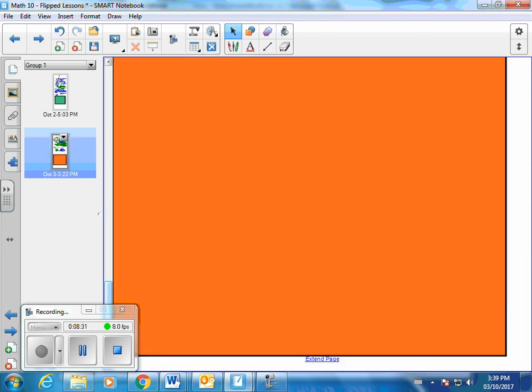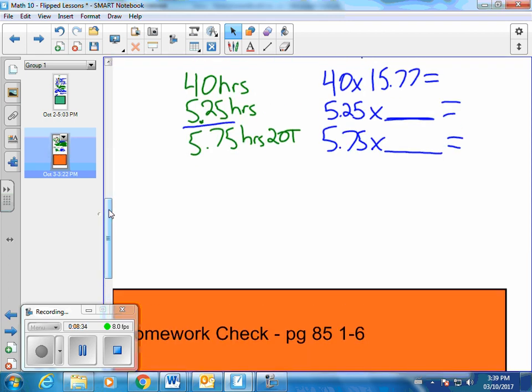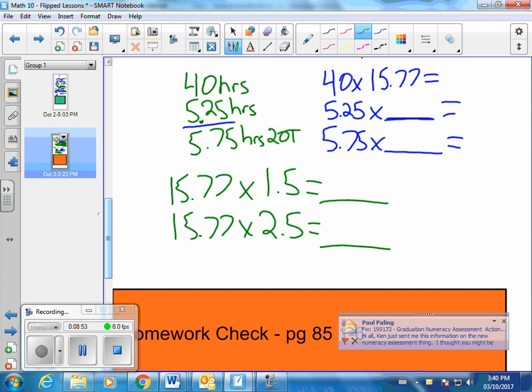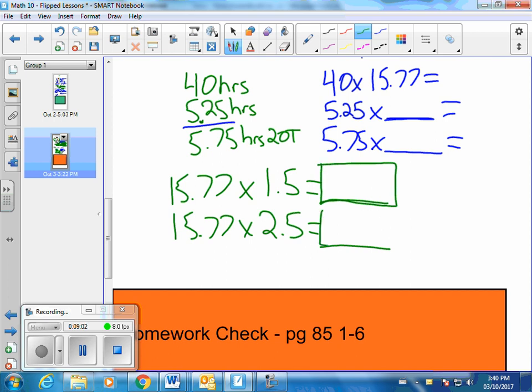So how do we figure that number out? Well, we go back to the same method we used for the other question. $15.77 an hour times 1.5 is going to give us an hourly wage. 15.77 times 2.5 is going to give us a different hourly wage. So what you've got to do is figure out what these numbers are by punching them into your calculator, and then you're going to toss them up into these blanks right here.